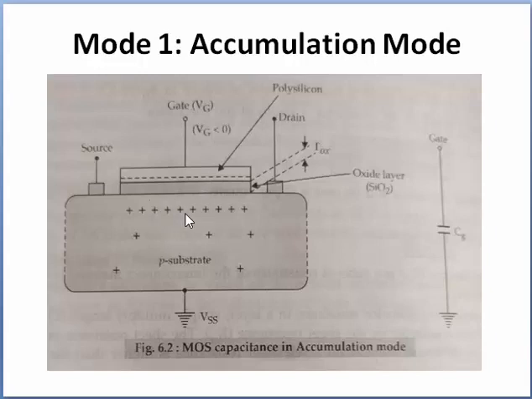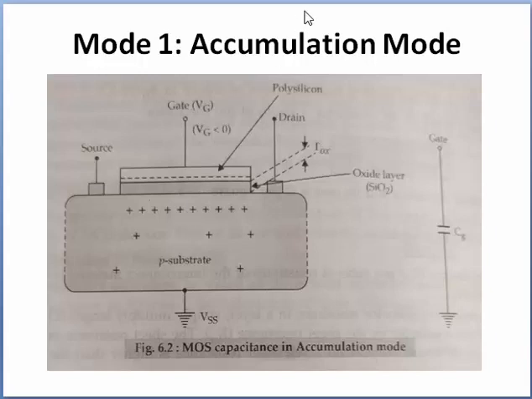This is the accumulation layer. When the accumulation layer is present, the MOS device structure behaves as a parallel plate capacitor. The first plate is created from the gate conductor, and the second plate comes from the P substrate due to the high concentration of holes in this region, that is the P substrate. We can also say that the accumulation layer is directly connected with the substrate region.